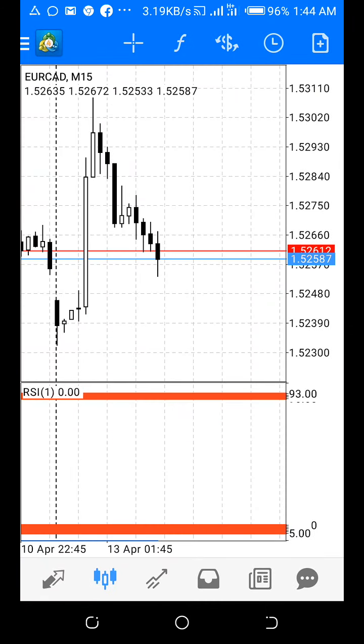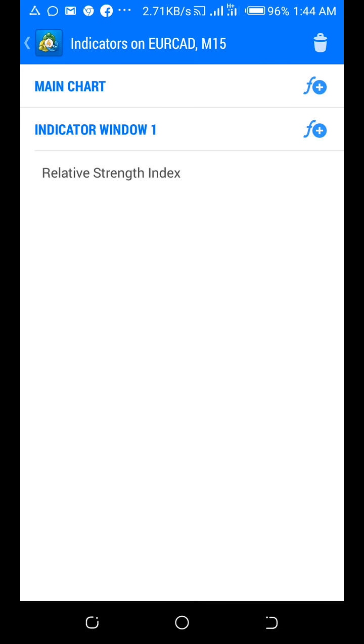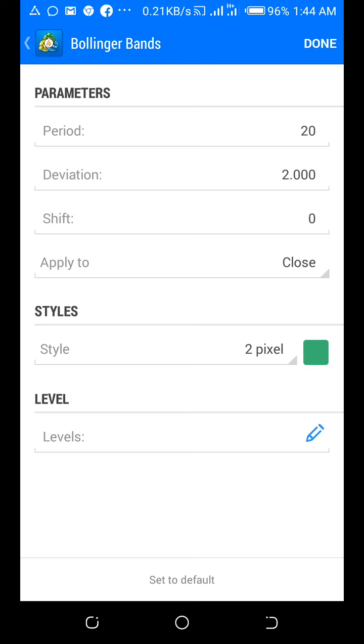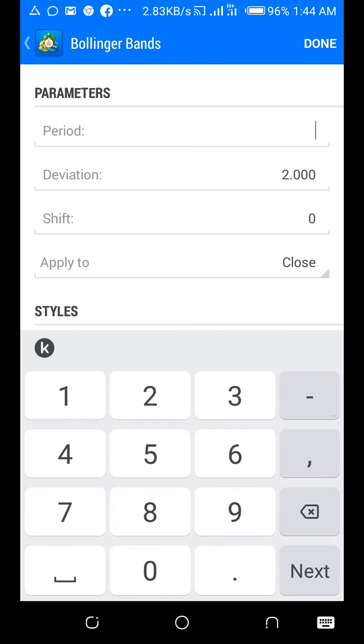So okay, I will press on this icon F again. I'm going to press this Bollinger band. Look for, okay, this Bollinger bands right here. So after pressing on Bollinger bands, I have period. My period is 34, and then I have deviation 1 point.